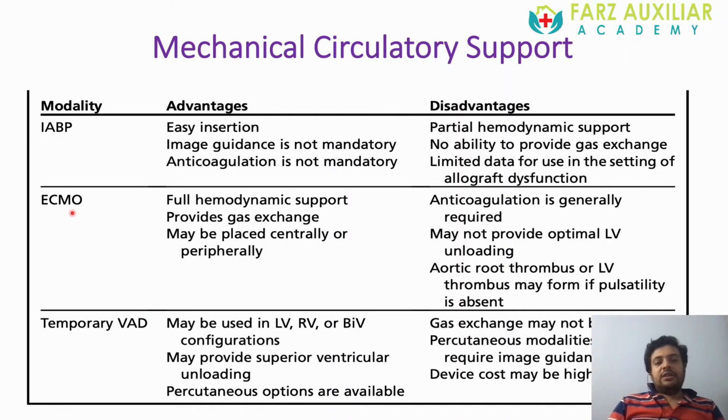So if the hemodynamics is not acceptable even after use of optimum inotropic agents, vasopressors, and optimization of the filling pressures, both left atrial and right atrial filling pressures, then mechanical circulatory support has been used in this group of patients, like IABP, ECMO, and temporary ventricular assist device. It may be LV or RV, depending upon the clinical scenario.